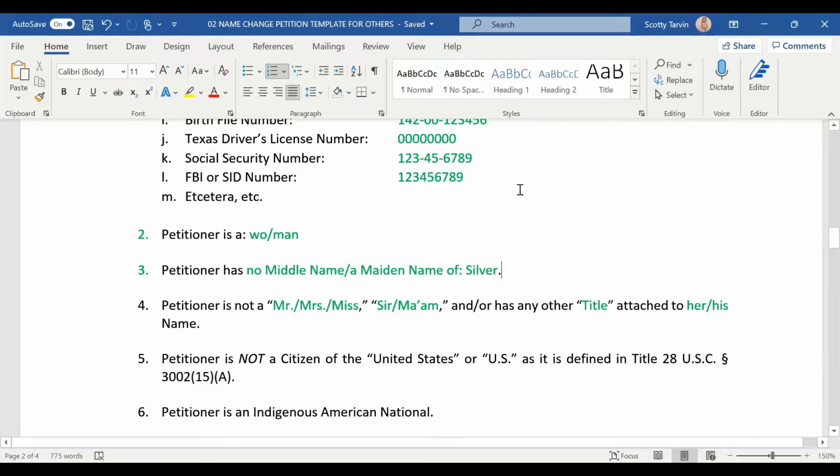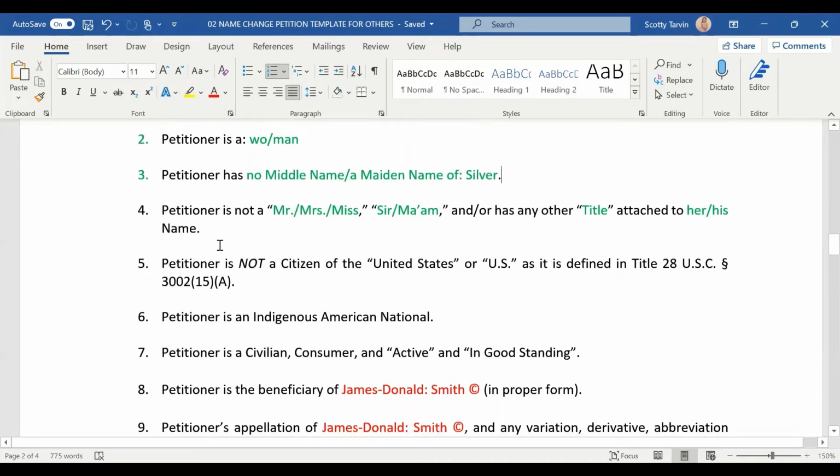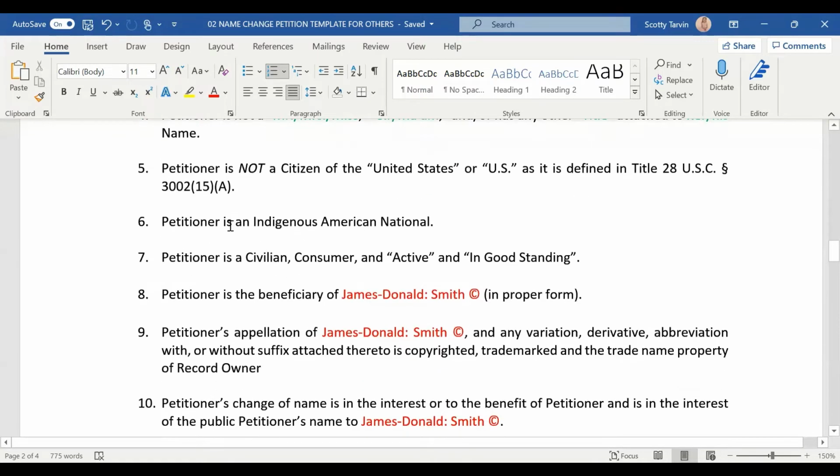Yep. Okay. Absolutely. Petitioner is not a Mr., Mrs., Miss, Sir, Ma'am, or has any other title attached to his or her name, because according to the Constitution, we cannot have titles. Okay. We are the kings and queens of our own kingdom. Right. So we don't need titles.